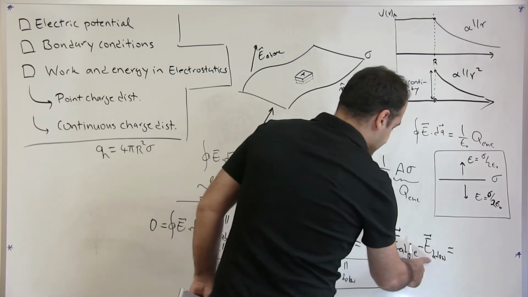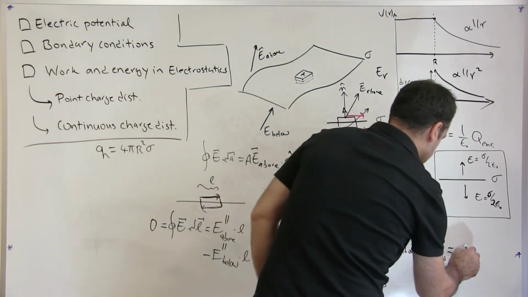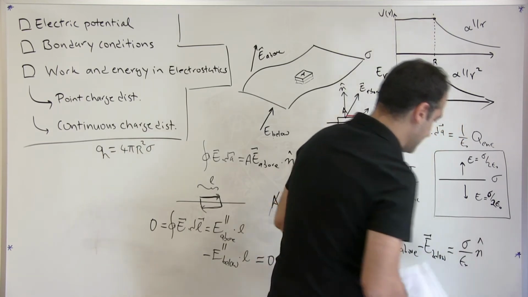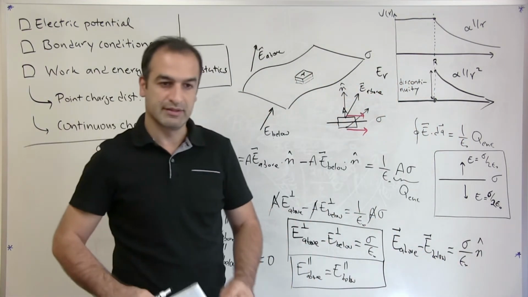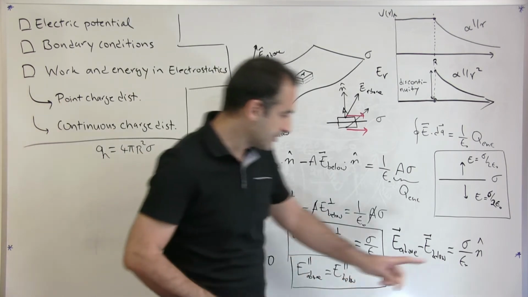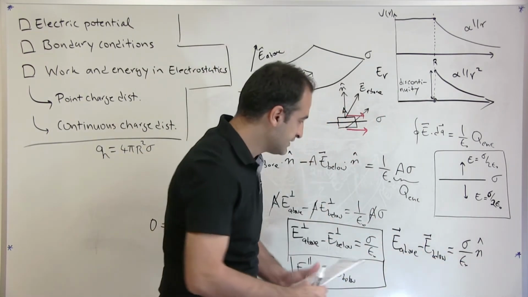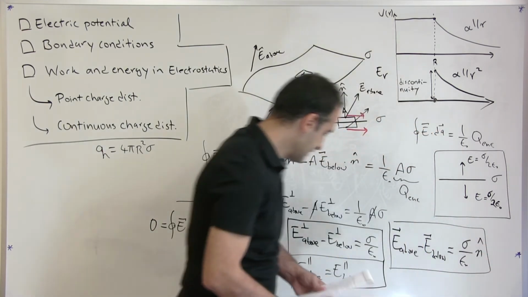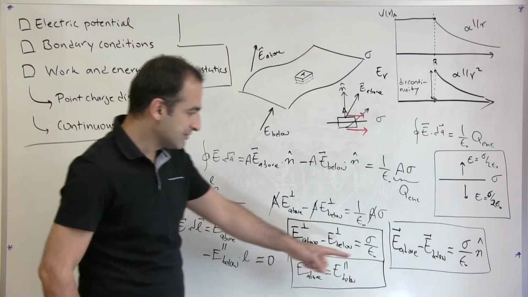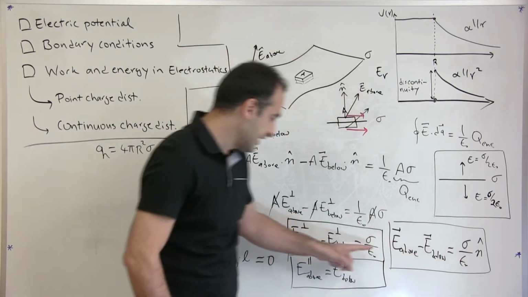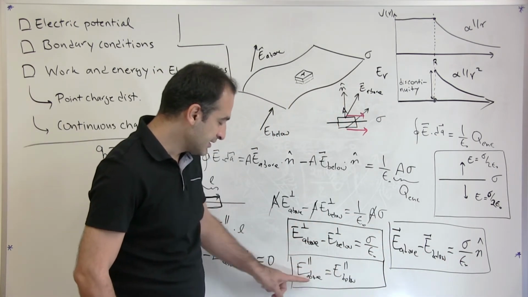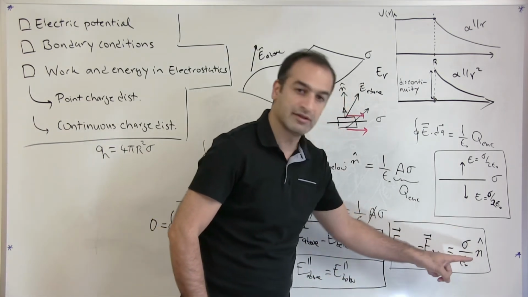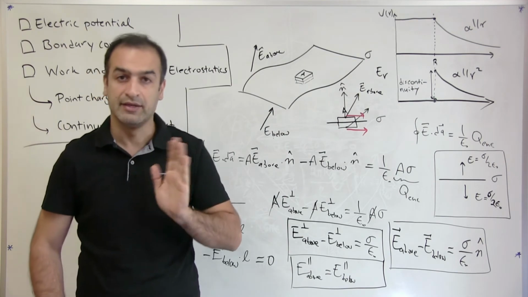And then here we have E below, and that should be equal to sigma over epsilon 0 times n hat. And this is the normal vector to the surface, a vector perpendicular to the surface, and this single equation in vector notation actually combines the two. That means in the perpendicular direction, we have discontinuity. In the tangential direction, there is no discontinuity because the right-hand side only has the normal component.